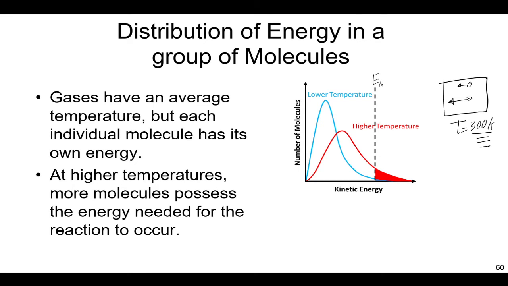So gases have this average kinetic energy called temperature, but each molecule has its own energy, and some of those will be going fast enough to react. As I go from 300 to 500 to 700, more and more of the molecules have enough energy in collision to rearrange bonds and make products. At higher temperatures, more molecules possess the energy needed for the reaction to occur, which means they can go on and react, break those bonds and form products. If more have the necessary activation energy, then the rate increases.